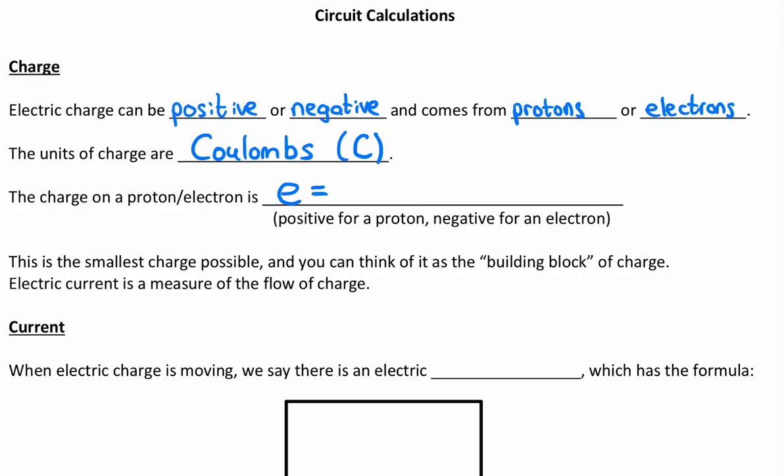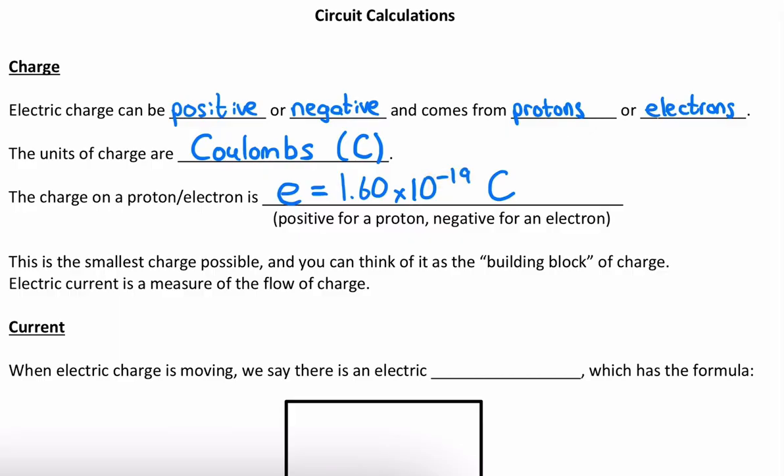And it is 1.60 times 10 to the power of negative 19 coulombs. So this negative 19 here tells us that this is a very small number. The charge on a single electron or proton is a very small number of coulombs, much, much less than 1 coulomb. So conversely, the number of protons or electrons it takes to make a charge of 1 coulomb is going to be a really, really, really big number.